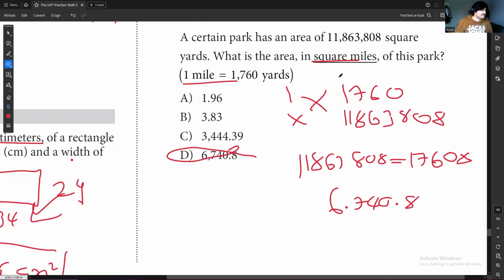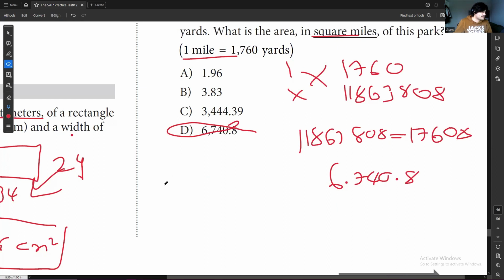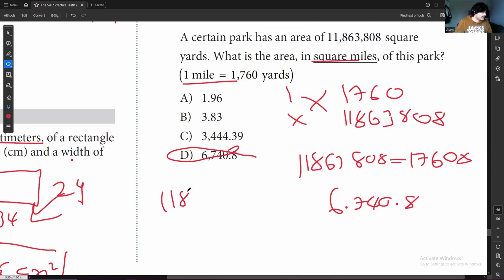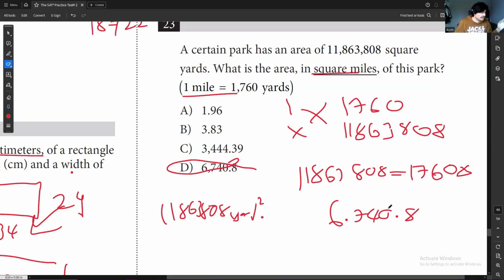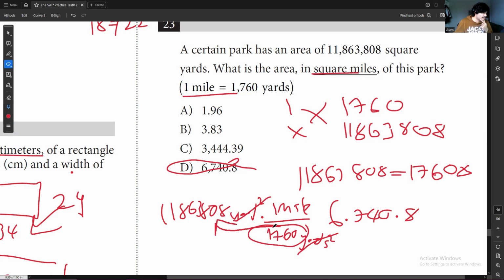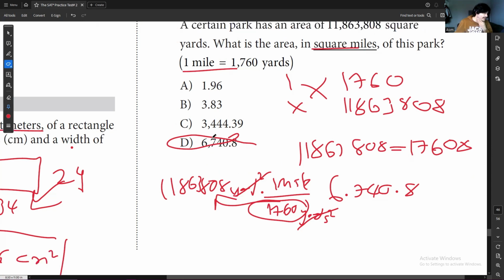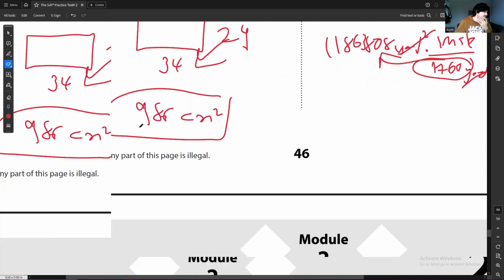So guys, there are various methods to solve this. You can also write this number in square yards, times 1 mile over 1760 yards, squared, if you're struggling with my method. So the square yards go away, and you divide your number by 1760 squared, and you get your square mile value, which is 6,740.8.